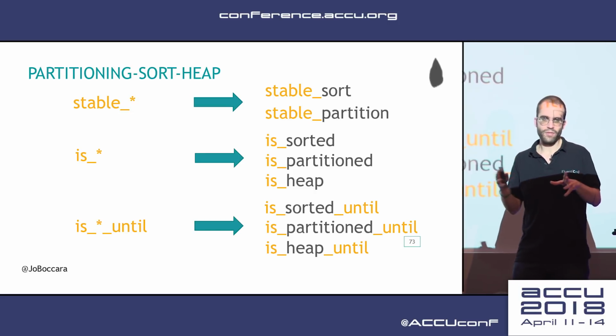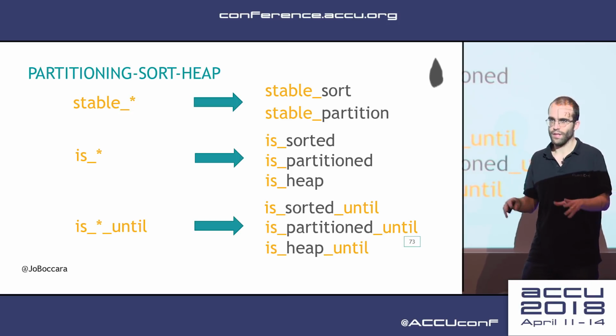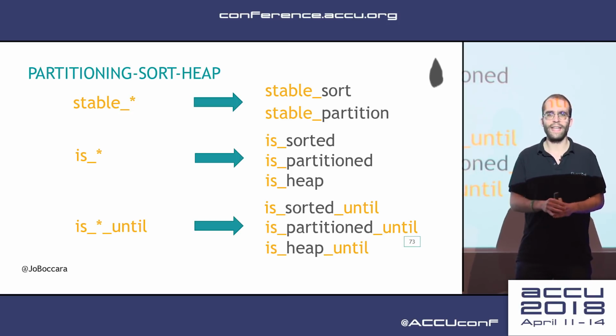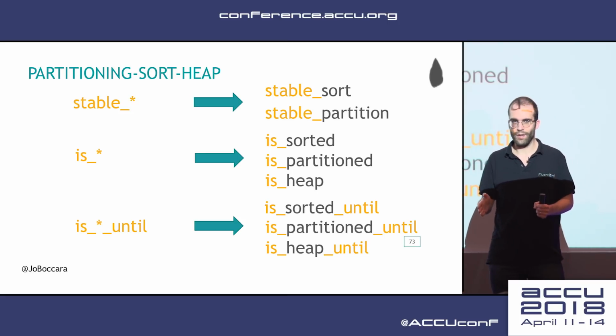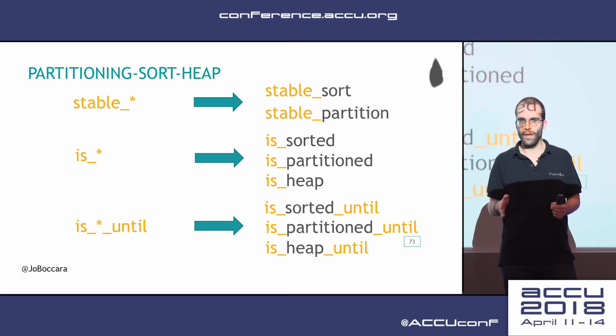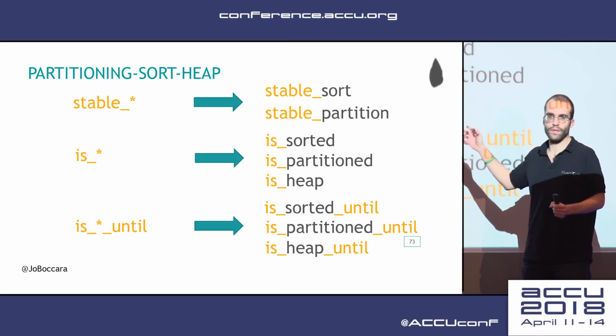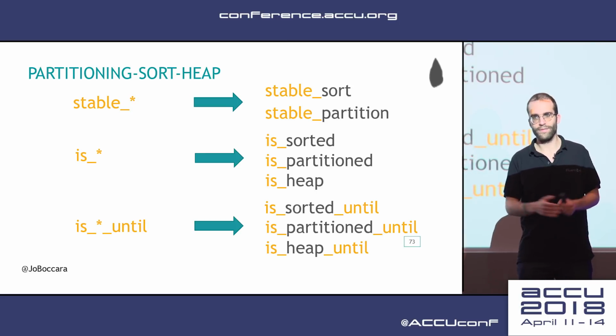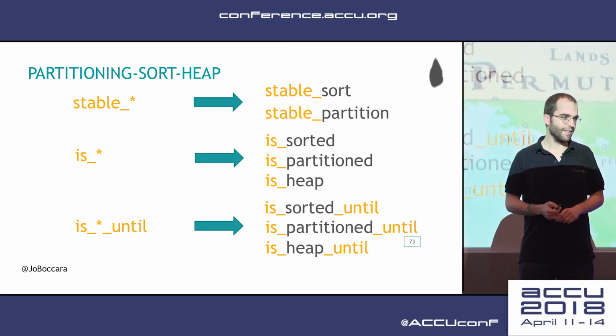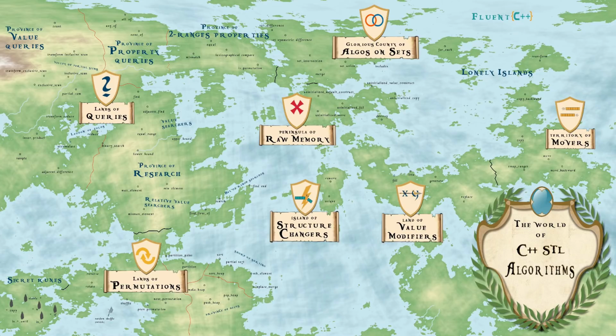And there's a variant which is called is sorted until, which returns an iterator to the first position where that property is no longer true. In the particular case of a sorted collection, is sorted until returns the end of the collection. All right, so we've been around all the lands of permutations down there.